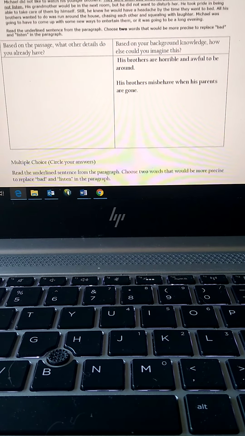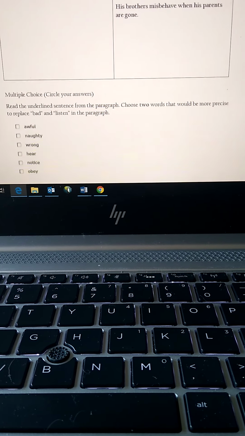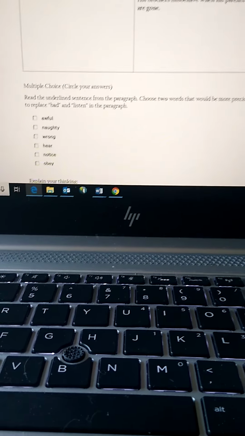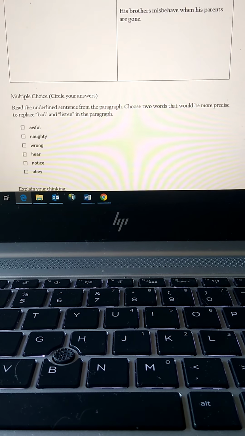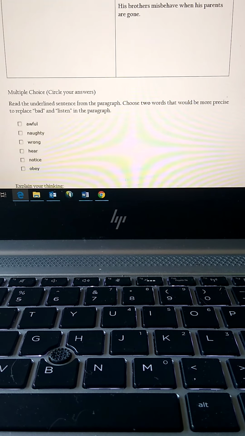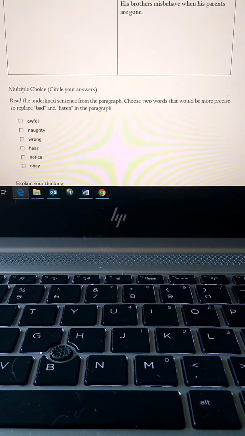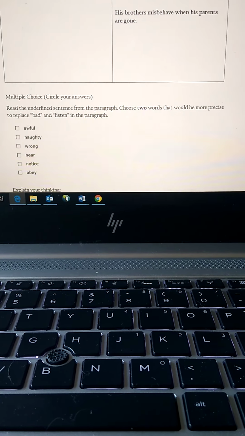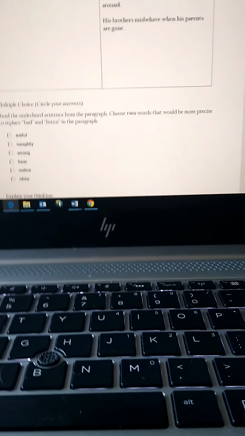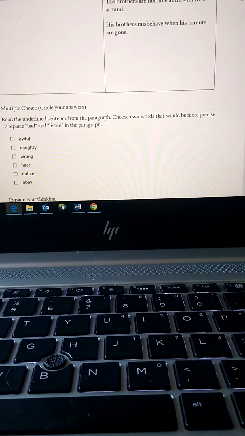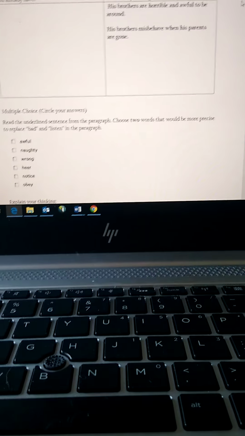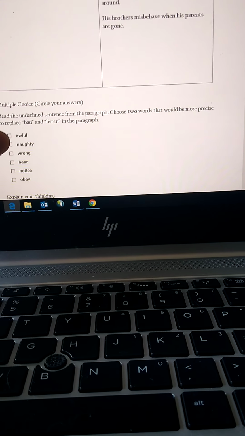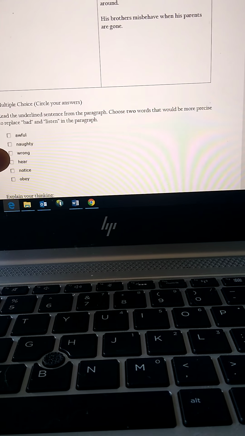So when you're done filling out the chart, we can go down here. Read the underlined sentence from the paragraph. Choose 2 words that would be more precise to replace bad, and listen in the paragraph. So first, we're going to just look at bad. Would it be better to say awful, naughty, or wrong?